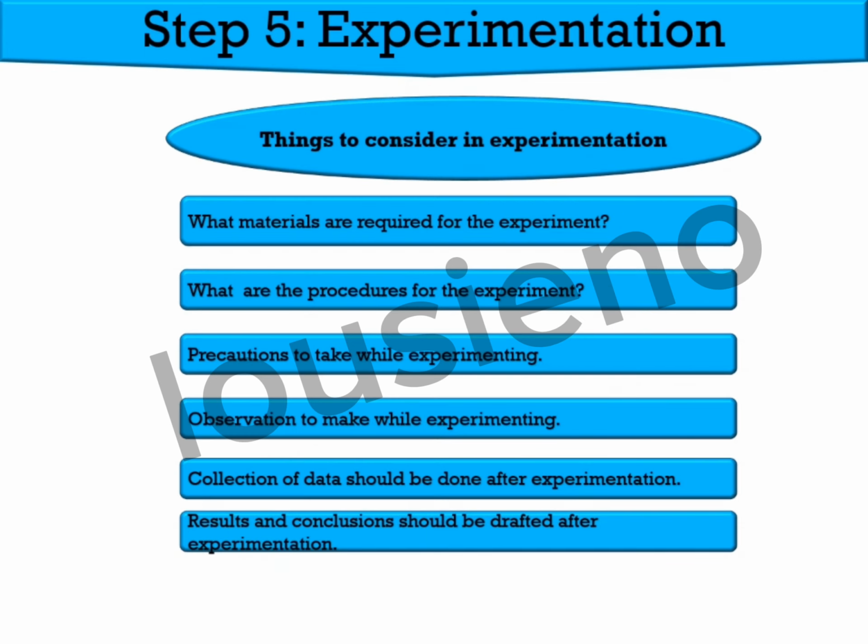Slide 3 also talks about experimentation, that is, things to consider while doing an experiment in a lab. The things to consider in experimentation are: what materials are required for the experiment, what are the procedures for the experiment, precautions to take while experimenting, observations to make while experimenting, collection of data should be done after experimentation, and results and conclusions should be drafted after experimentation.